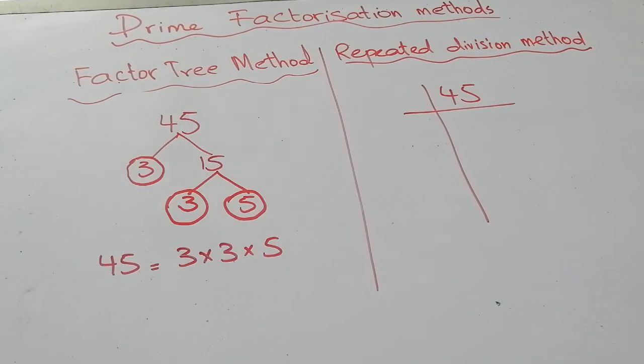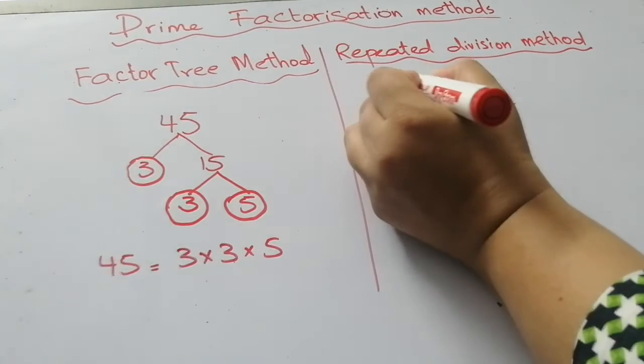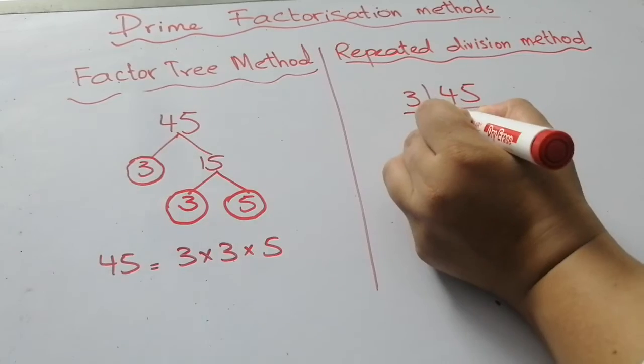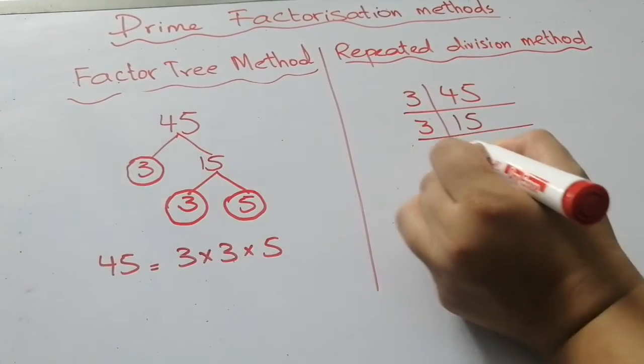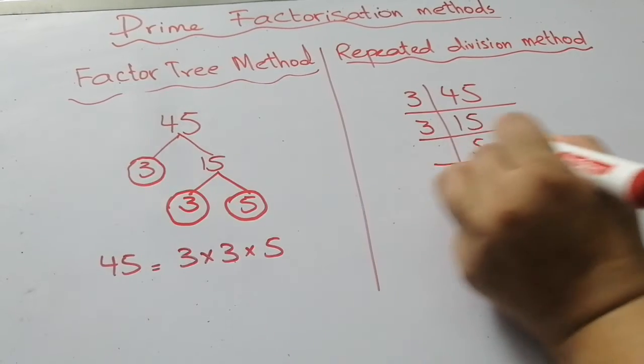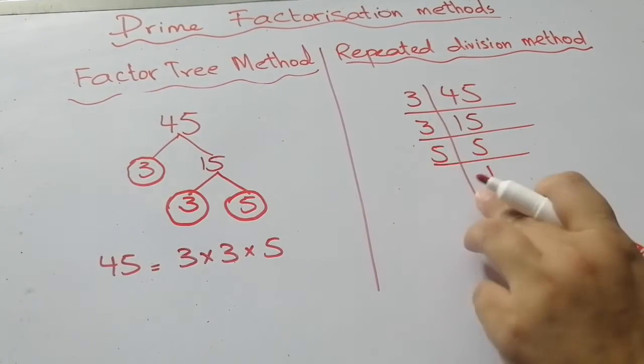In this method, as the name suggests, you need to keep dividing. But with which number will you divide? You will always divide with prime numbers. The first prime number is 2. 45 is not divisible by 2, so I will move on to the next prime number, which is 3. I will divide it by 3. 3 15s are 45. I can still divide by 3, so 3 5s are 15. Then 5 1s are 5.